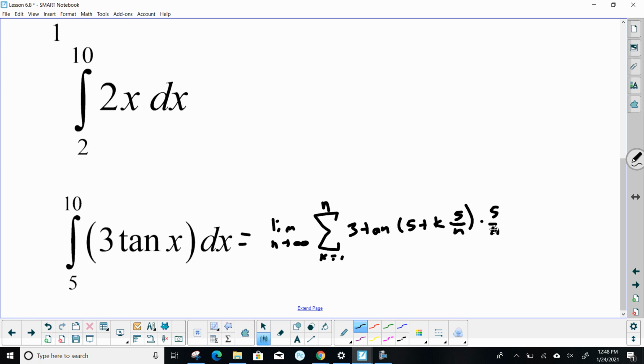It's a little bit tricky, but once you get used to it, it really is just memorizing that formula and knowing where everything goes. And you'll have some practice with that on the assignment.